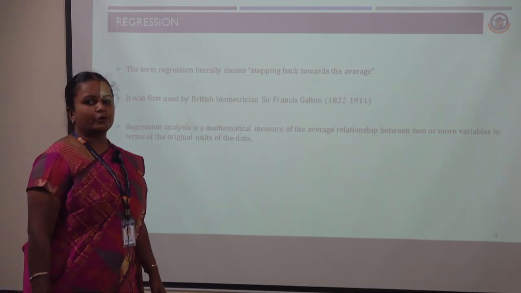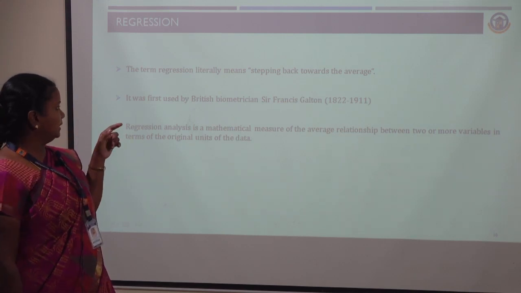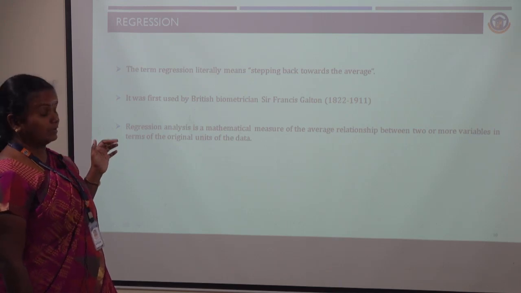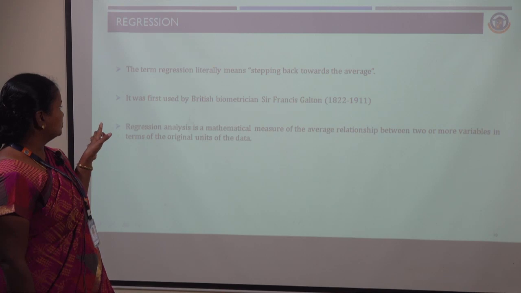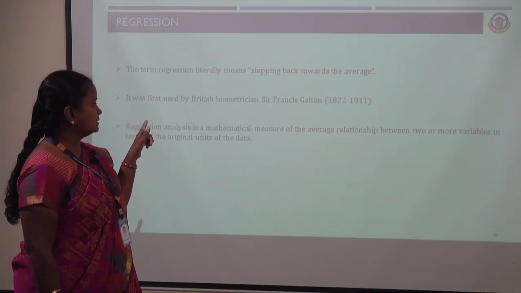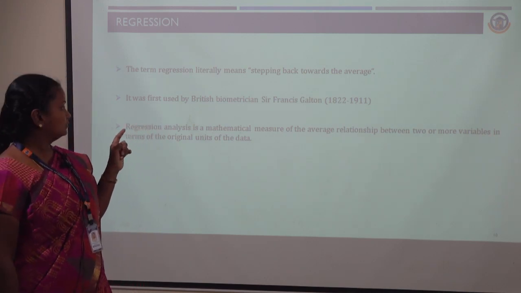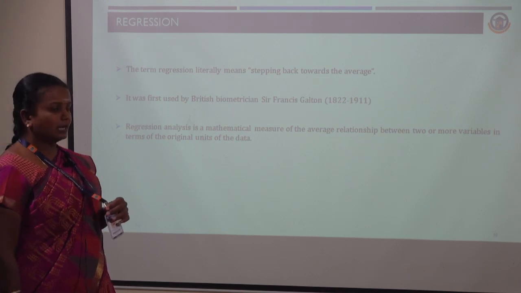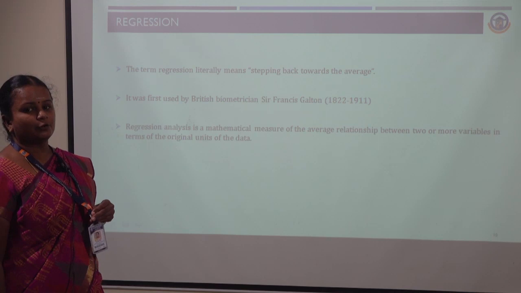Next, we discussed regression. The term regression literally means stepping back towards the average. It was first used by British biometrician Sir Francis Galton, 1822 to 1911. Regression analysis is a mathematical measure of the average relationship between two or more variables in terms of the original units of the data.